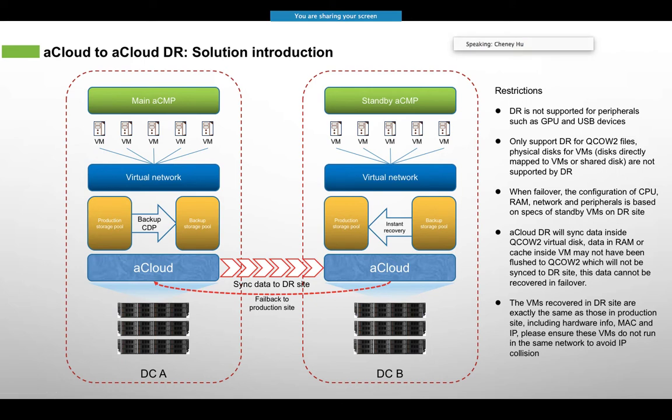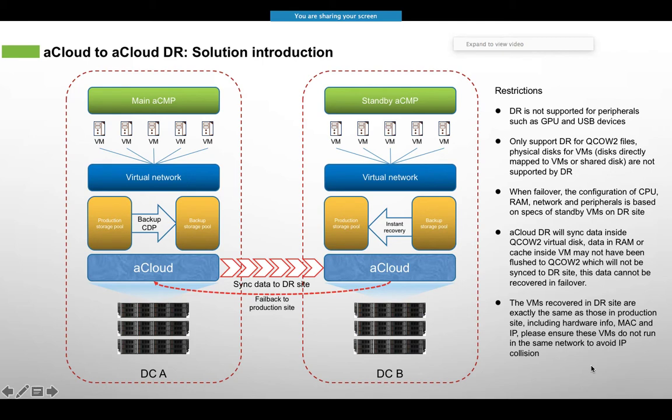And when aCloud is syncing data inside the QCOW2 virtual disk, data in the RAM or in the cache inside that VM may not be flushed to the QCOW2 virtual disk. In that case, that data will be lost. But usually, that data is not a priority, because if you're in an HA situation, with multiple nodes in a cluster and one node fails, the data in the VM cache or in the VM RAM on that failed node will of course be lost. That is a common scenario.